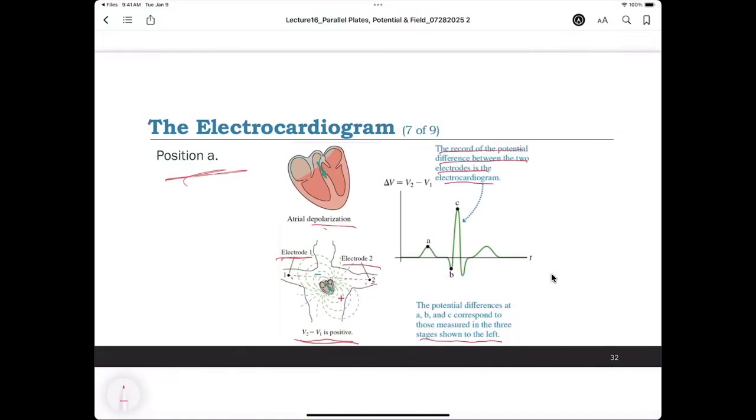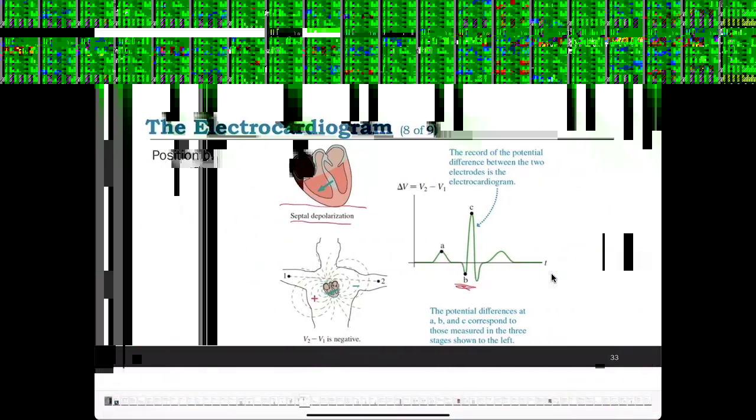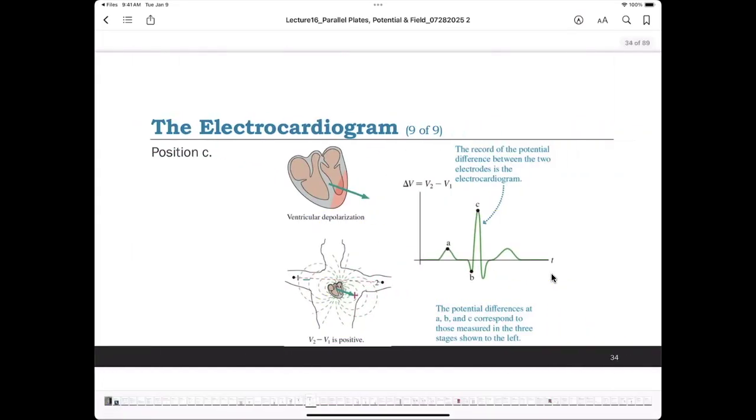In position A, the atrial depolarization, here this is negative, this is positive, and then from here to here there is some difference. For position B, the septal depolarization, here is negative, here is positive, negative, positive. The difference between V2 and V1 is negative. That's point B.